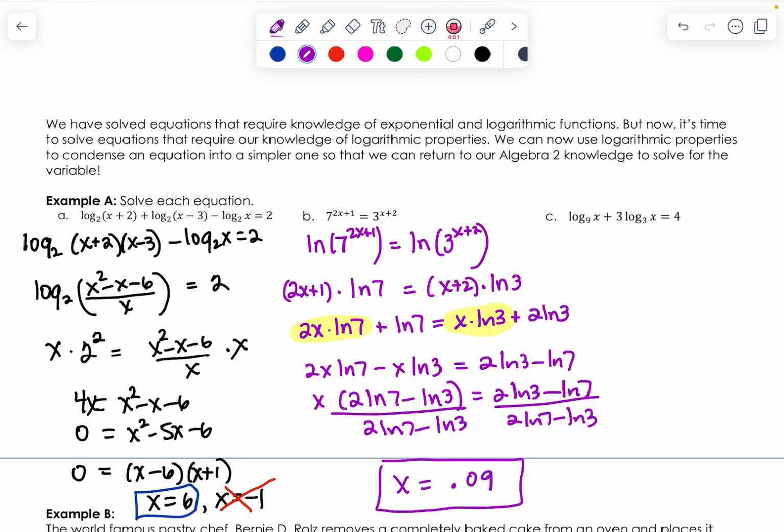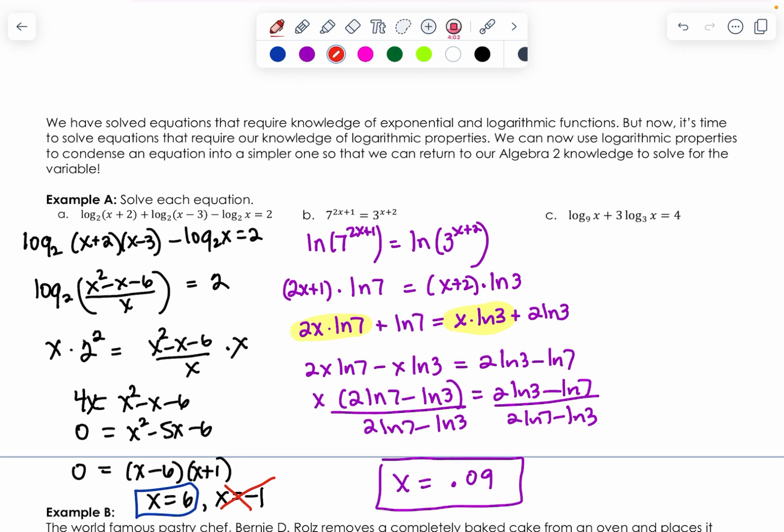You don't need to check an exponential equation, okay? You only have to check logarithmic equations. All right, let's try letter B, or excuse me, letter C. So the first thing I'm going to do is I'm going to use the power property to condense. So that'll be log base 9 of x plus log base 3 of x cubed equals 4. Then I'm going to multiply, and hopefully you understand that's x.